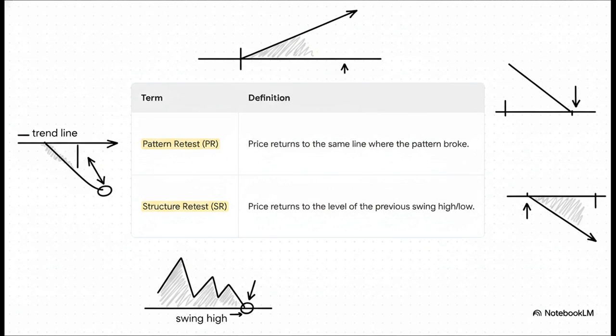So, a retest is just the price coming back to visit the level it just broke. A pattern retest, or PR, is when it comes back to that old trend line. A structure retest, an SR, is when it comes all the way back to that old swing high or low. When the price holds at this retest and then starts to move away again, that is a powerful confirmation that the breakout is the real deal.